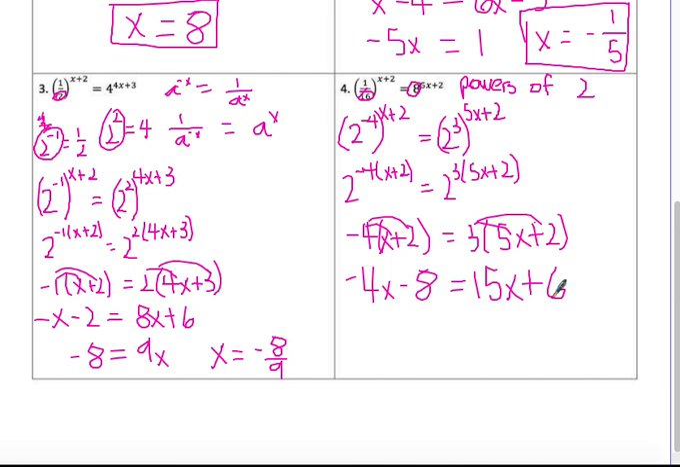And then 19x and negative 14. Sure. So x equals negative 14 over 19.